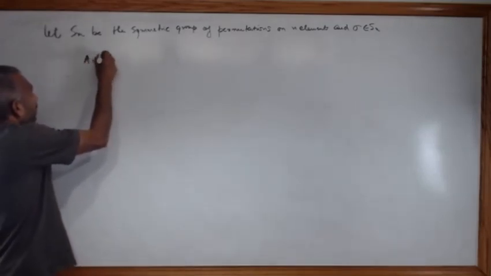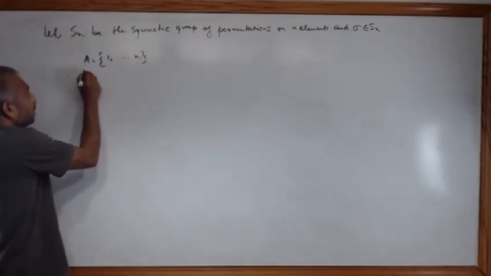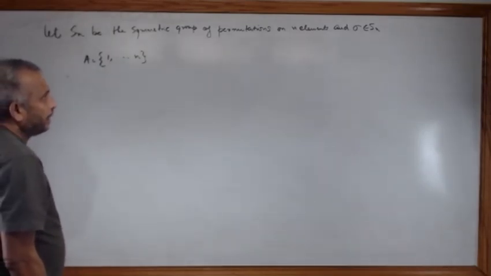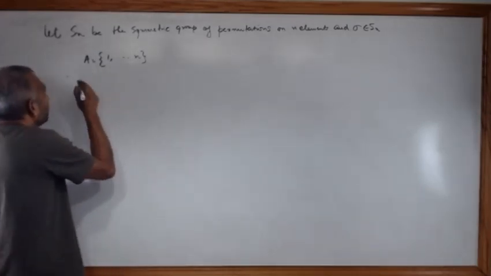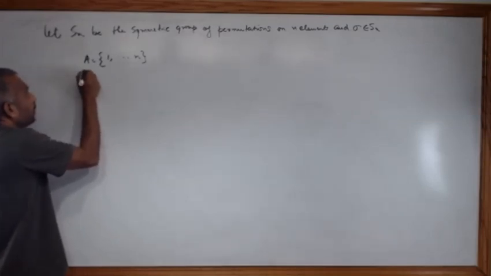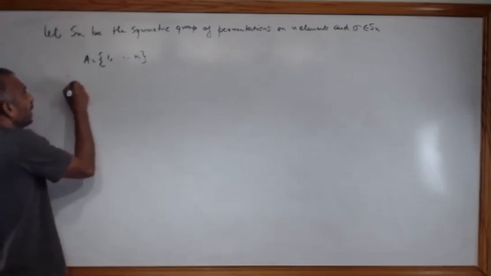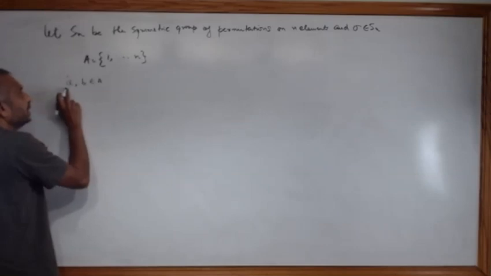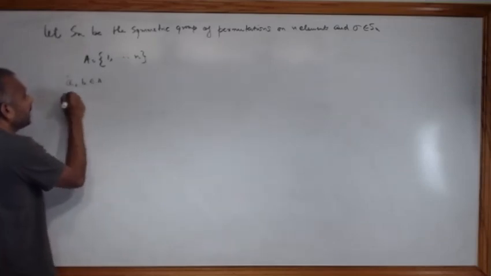So let A be equal to 1 to n. So sigma is defined on this finite set. Now, with respect to that permutation, we are going to define a relation in A. How do you define a relation in A? Take two elements a, b in A, and define a condition that says a is related to b if that condition holds good.